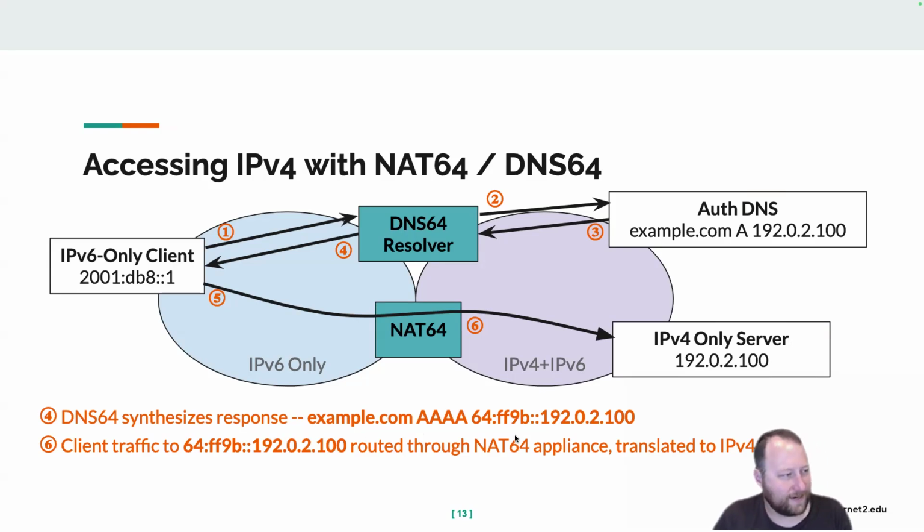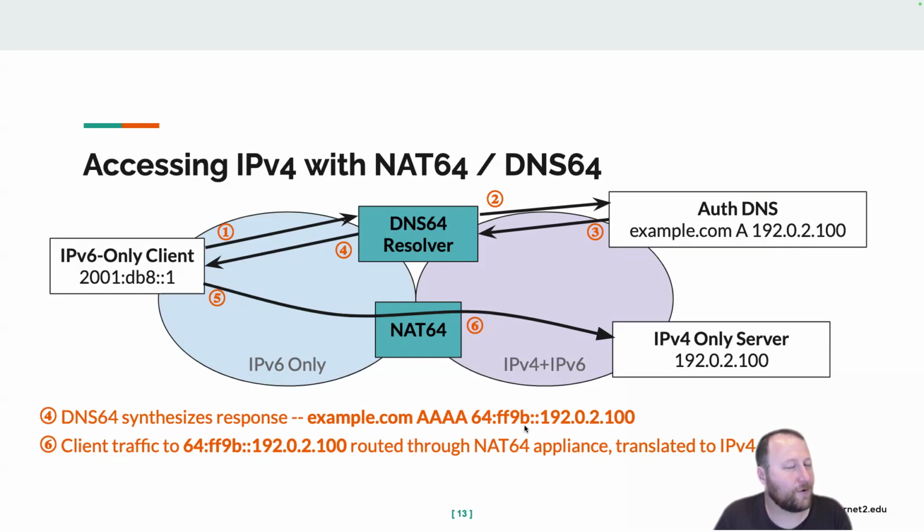When the client tries to connect to that address, it gets routed through a NAT64 appliance that has dual stack on the internet facing side and goes to that IPv4 only server. There's a reason you may not want to use that well-known prefix that was brought to my attention about a week ago in the IPv6 working group call at Internet2. But for the most part, this is a pretty good transition mechanism.